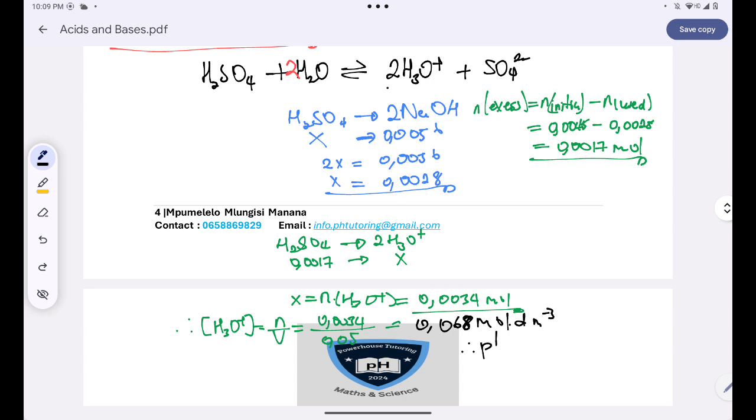So therefore, the pH is equal to minus the log of the concentration of H3O plus, which is minus the log of 0.068. I get 1.17. So this is the pH of the solution.